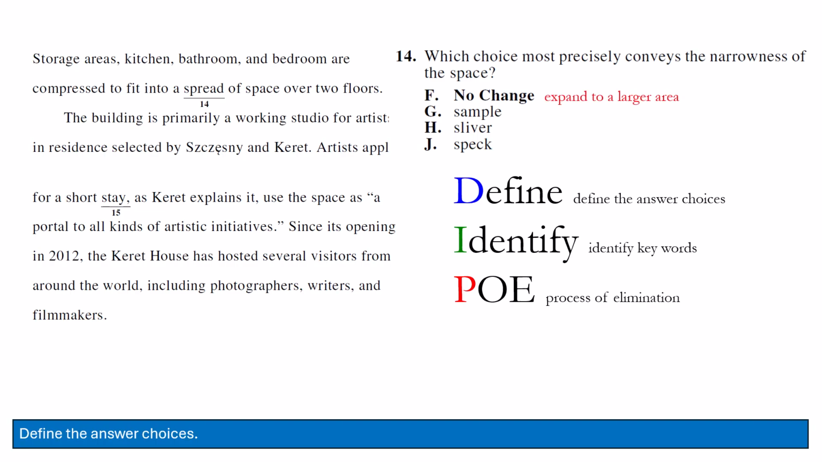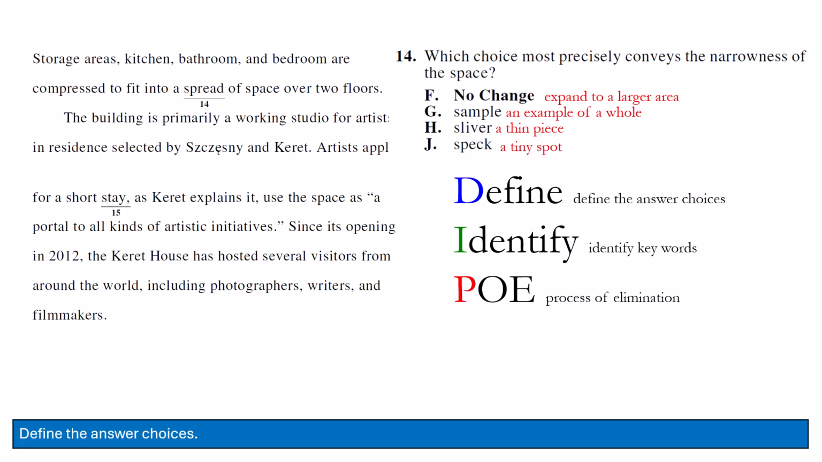So spread means to expand to a large area, right? You can spread butter from a small piece of butter to covering a whole piece of bread. Sample is an example of a whole. I'd like to try a sample of the crackers, a sample of the ice cream. Give me one bite so I can see if I might like more. A sliver, a thin piece. That one sounds like it's probably going to be right, the narrowness. And a speck is a tiny spot.